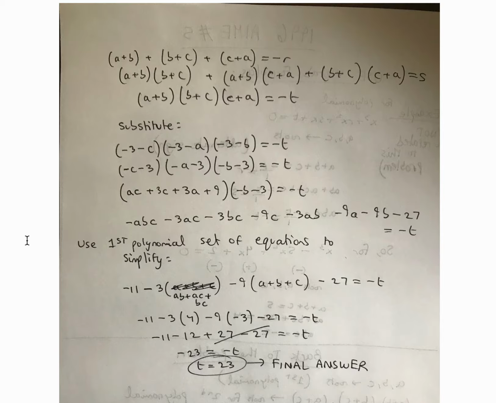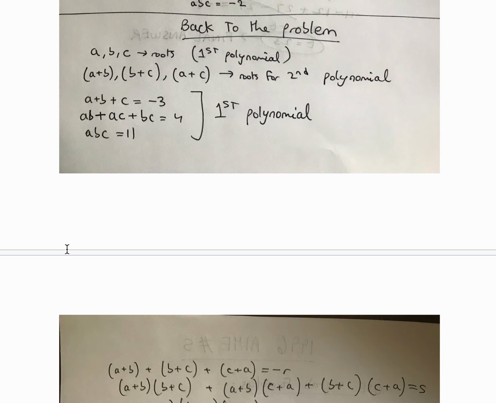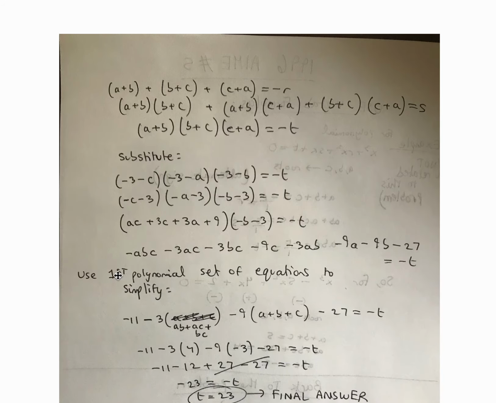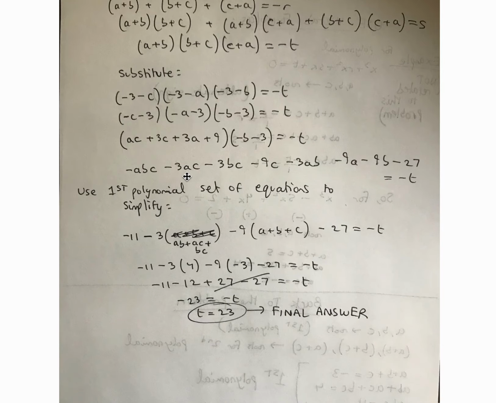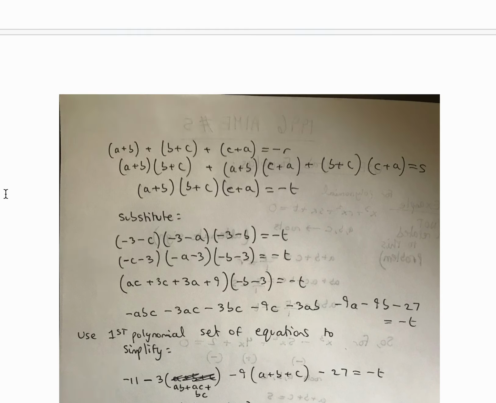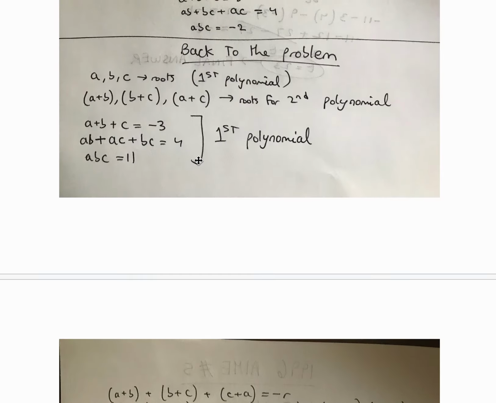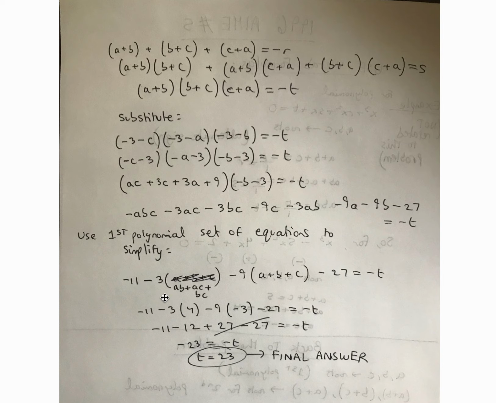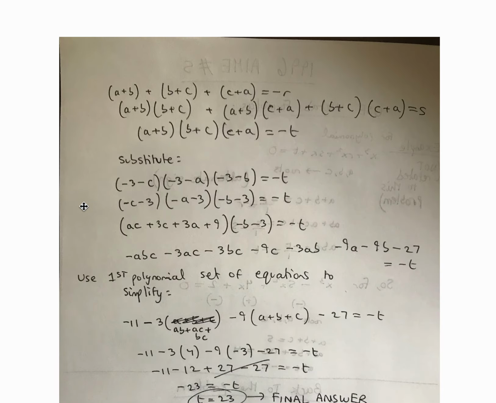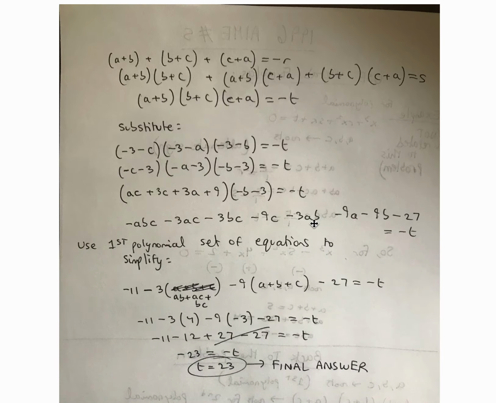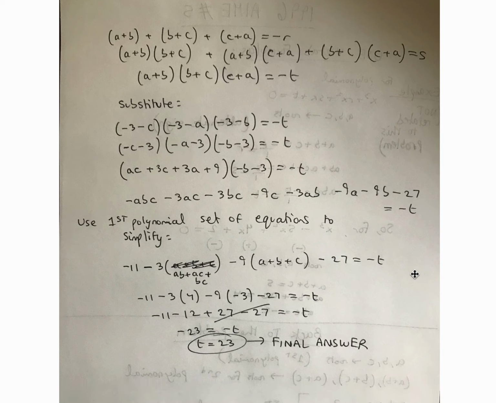Then I try to use the rest of these equations to get my final answer in terms of numbers. So negative abc, for instance, would be negative 11. Then negative 3ac minus 3bc minus 3ab: I could group these three terms together since my pairwise sum here is 4. So that's exactly what I did. I did negative 3 times this pairwise sum, minus 9 times a plus b plus c, to group the negative 9a minus 9b minus 9c together, and then negative 27.